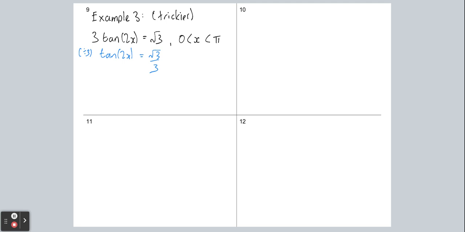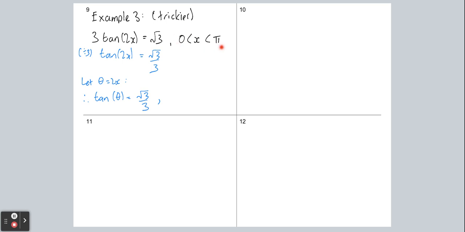But before we go any further, we are going to simplify our problem by replacing the 2x with a single variable. Now, if it says x in here, we can use theta. Here we go. So we're going to let theta equal 2x. That gives us tan of theta equaling root 3 on 3. Why bother doing that? Here is the trick.